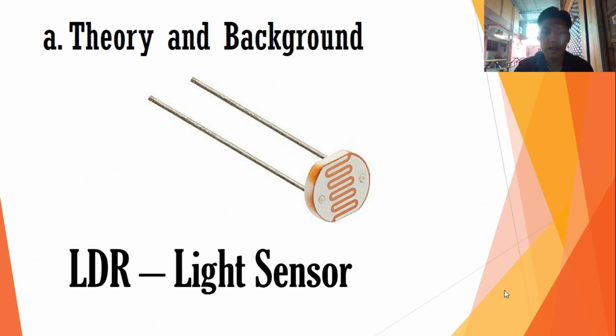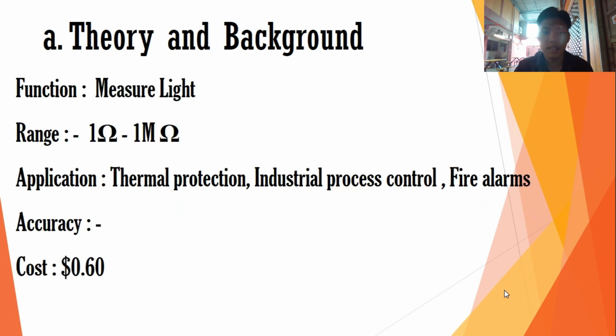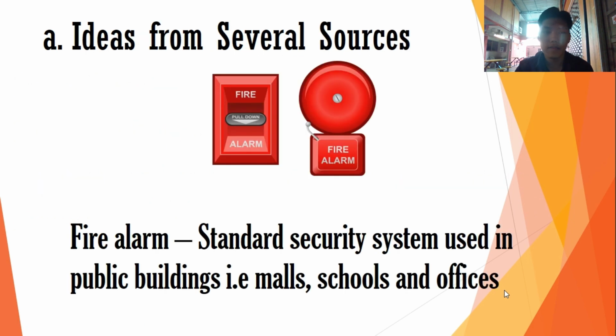Now, finally, is the LDR, which is a light sensor. Its main function is to measure light. It ranges between 1 ohm to 1 mega ohm. Its applications are for thermal protection, industrial process control, and fire alarms. Its accuracy is actually unknown because it is hard to determine the actual accuracy for the current state of the device, and its cost is 60 cents, which is 1 ringgit.